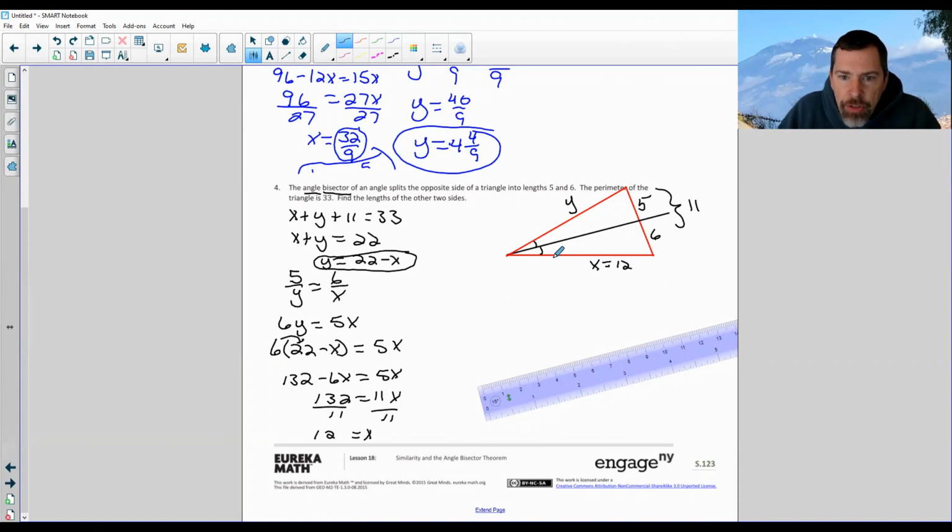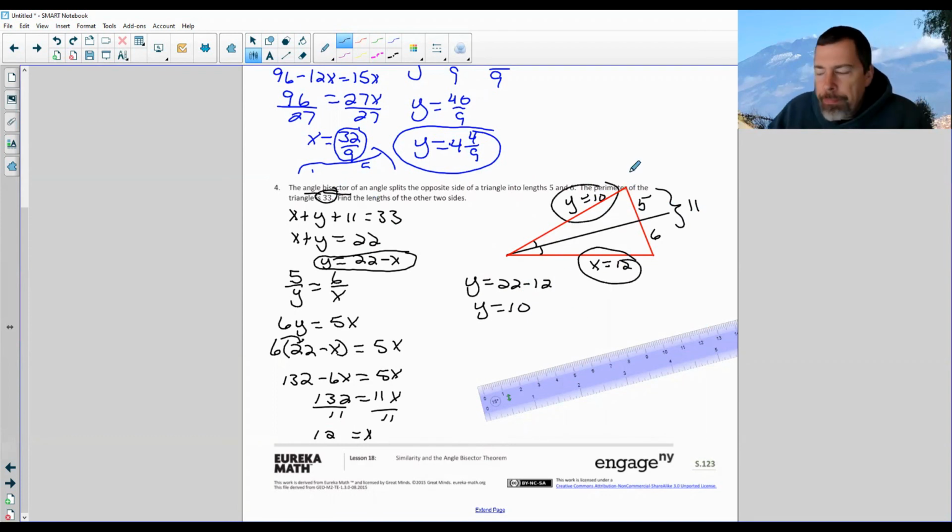So to answer this question, I can now use this equation. Y equals 22 minus x. So y equals 10. And then I check. What's 10 plus 12? 22. What's 22 plus 11? 33. The perimeter is 33. We're done. X was 12, Y was 10.